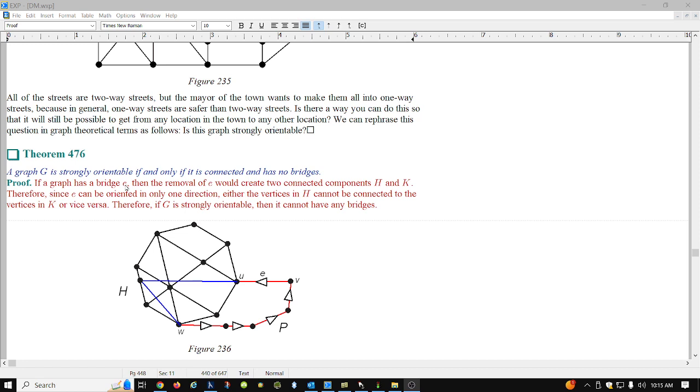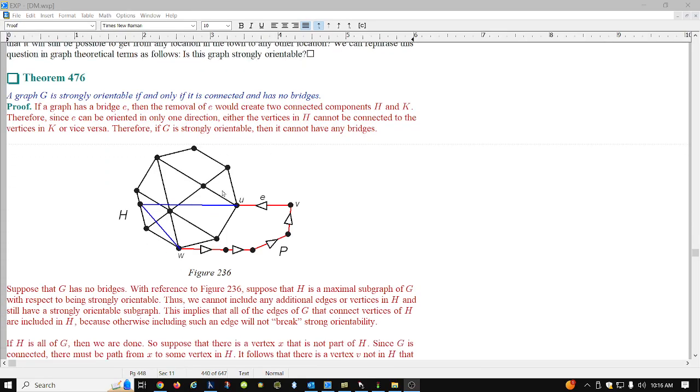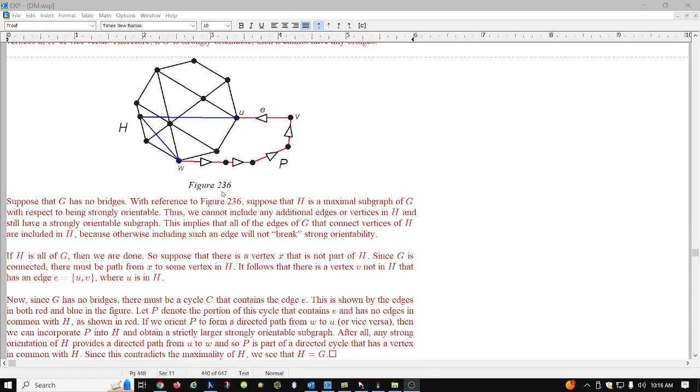But we still have this problem that E can only be oriented in one direction. And so if it goes from a vertex in H to a vertex in K, then the vertices in K can't reach the vertices in H because they'd have to go the wrong way along the one-way bridge. So if G is strongly orientable, it cannot have any bridges. As to the converse, we suppose that G has no bridges, and we want to show there is a strong orientation. And this picture here will help with that.